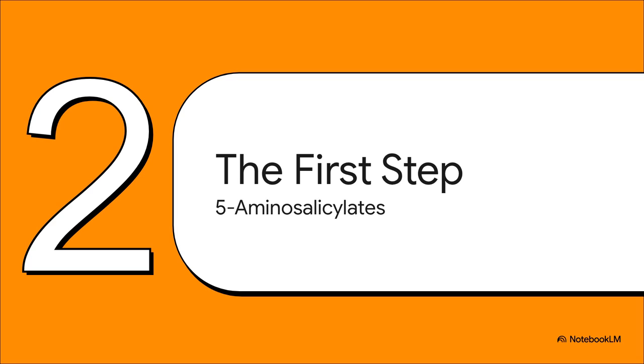All right, let's start at the base of that pyramid. We're talking about the first step, aminosalicylates, or 5 ASAs. So picture this, you've got a patient with a mild flare, especially if it's ulcerative colitis. Your first move, your go-to play is very likely going to be a 5 ASA.